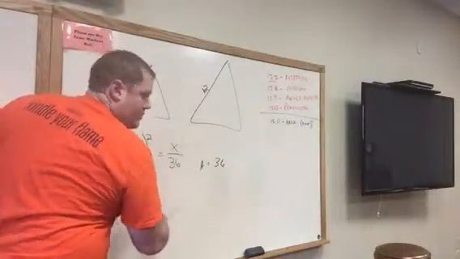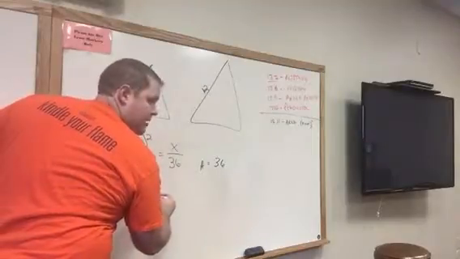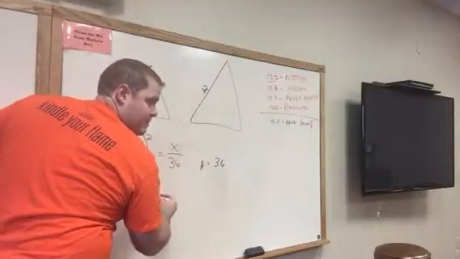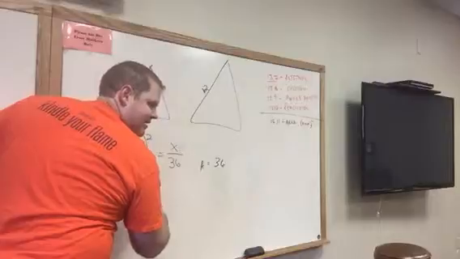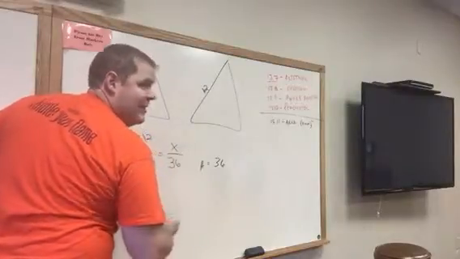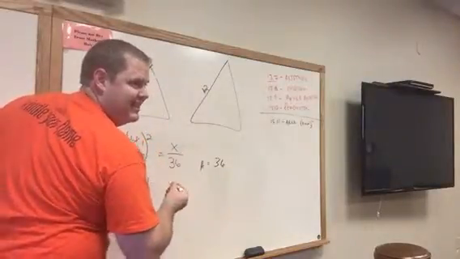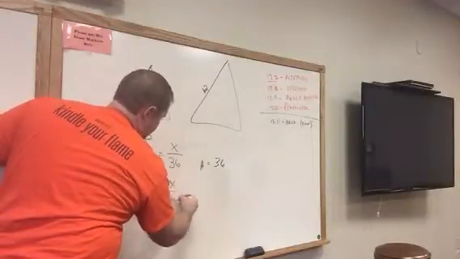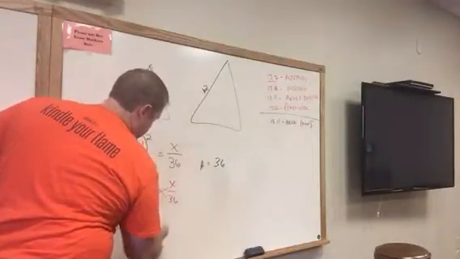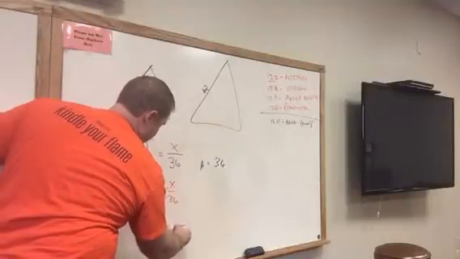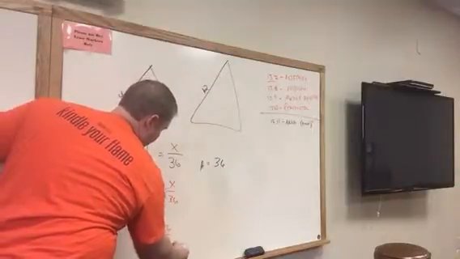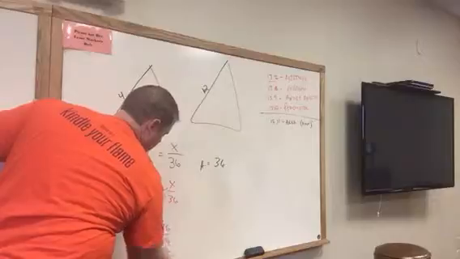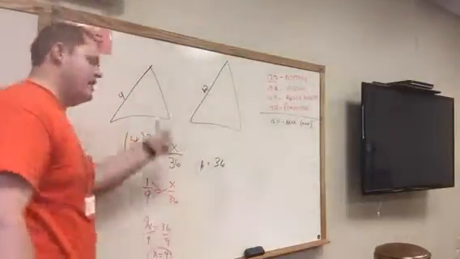1/3. What is 1/3 squared? Somebody help me out. What's 1/3 squared? 1. What is 3 squared, class? Together, 9. X over 36. Cross multiply. 9x equals 36. Divide by 9, divide by 9. X equals. So your answer for this area is what?